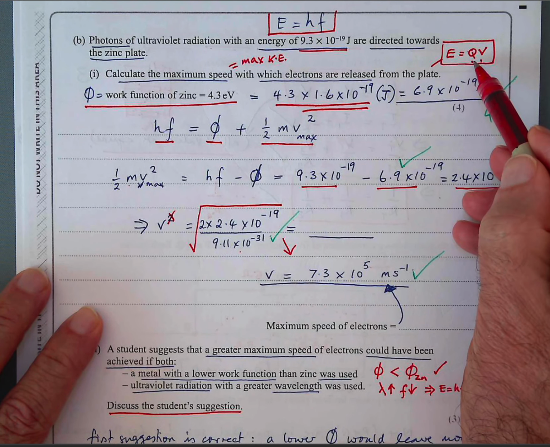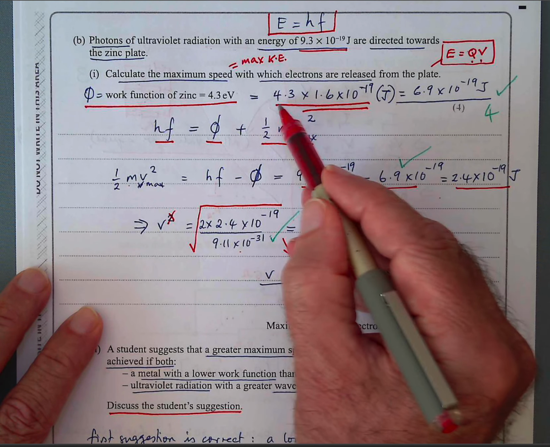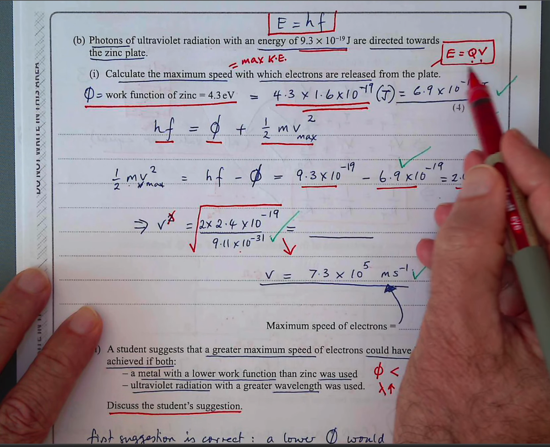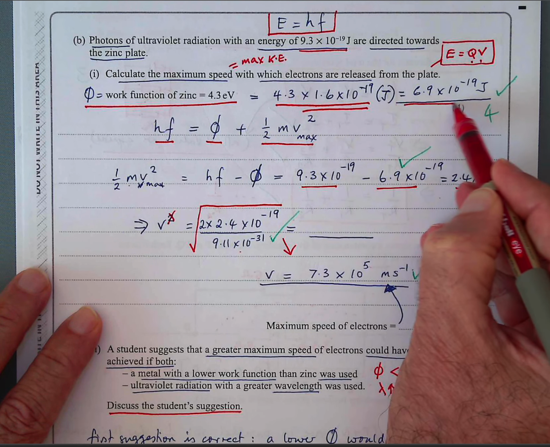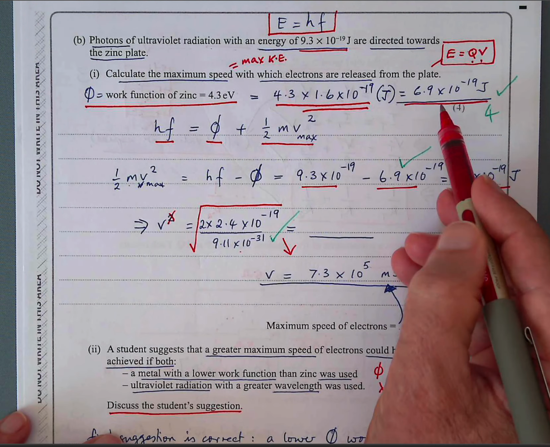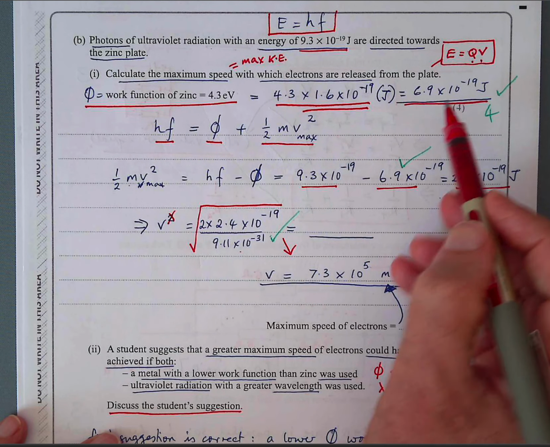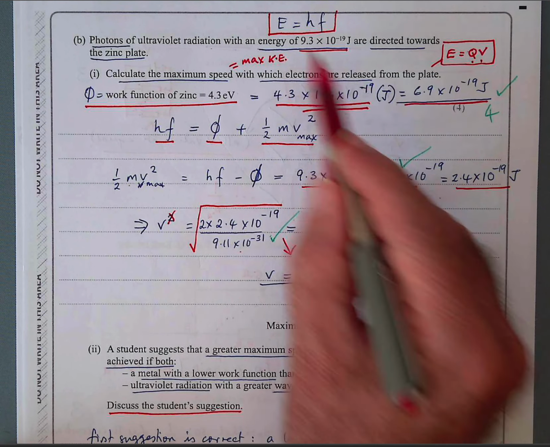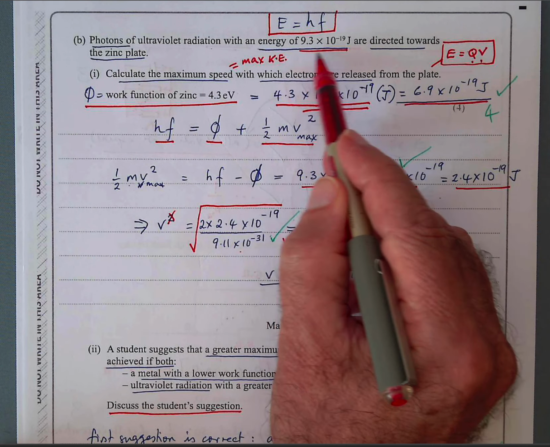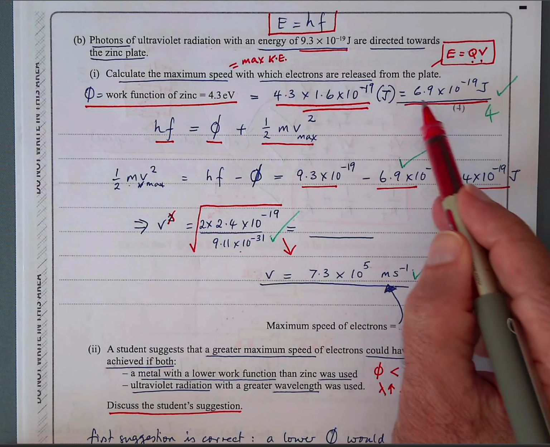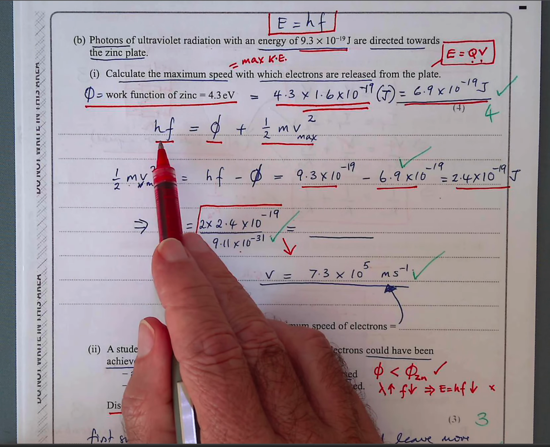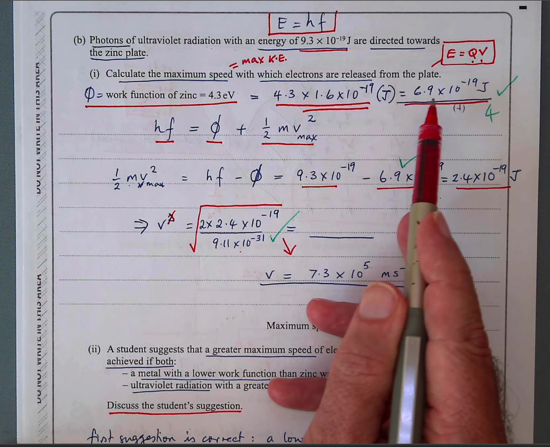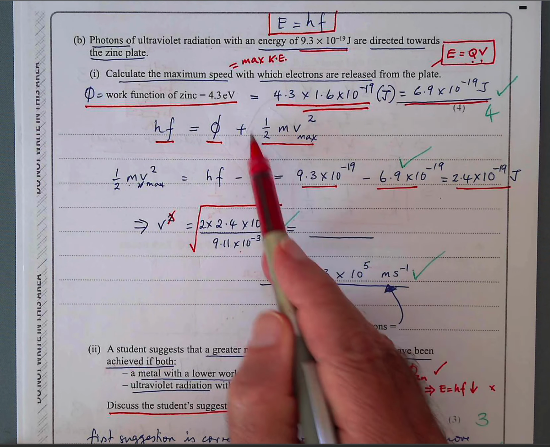The charge is due to the electron, and the voltage is the size of the energy in electron volts. So if it's 4.3 multiplied by the charge of the electron, you get how many joules you require to escape. You'll notice the minimum energy required to get to the surface, which is called the work function of the metal, is less than the energy of the incoming photons. That's 9.3 times 10 to the minus 19 joules, and this is 6.9, so we have spare energy. The incoming energy is this. The minimum energy required to get to the surface is 4.3 electron volts, which in joules is this, and therefore the rest of it will go into kinetic energy.